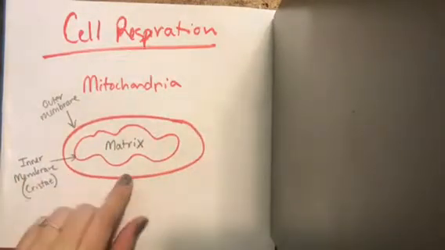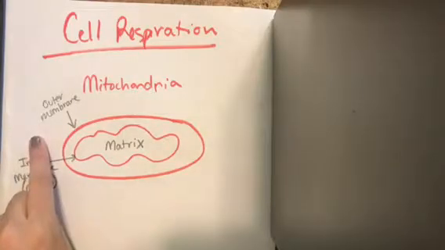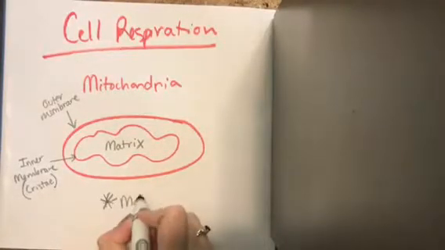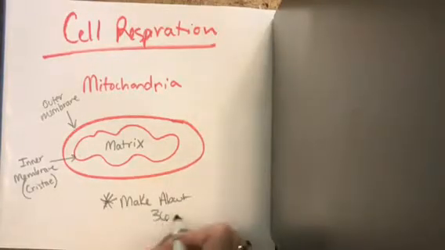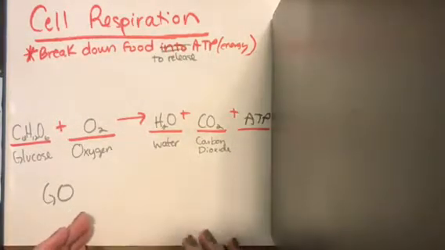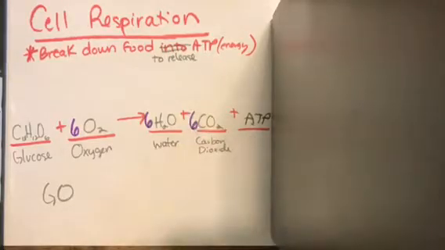Just remember that this is where we're taking that food and it's going to be broken down into ATP energy. There are 3 steps, 2 that happen inside the mitochondria and one that happens outside. It's going to make about 36 ATP. Could make a little bit less, could make a little bit more, but for the most part it's going to be about 36 ATP. With our cell respiration equation, we also have to balance it. Just like we did with photosynthesis, we're going to put a 6 in front of everything with the exception of our glucose. So our oxygen's going to have a 6, our water's going to have a 6, and our carbon dioxide's going to have a 6.